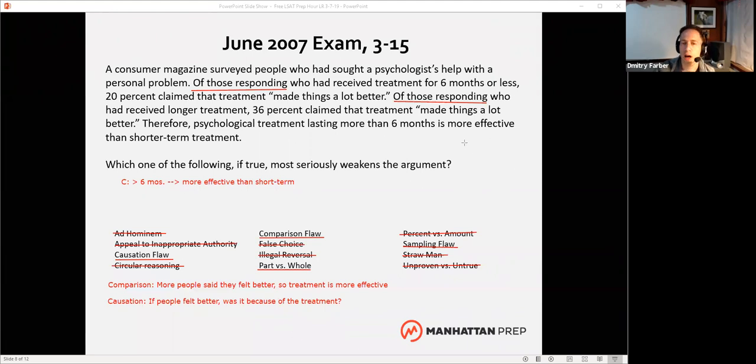A causation flaw because, hey, how do we know that it's the therapy that was effective and not something else? A comparison flaw, hey, just because they feel better, how do we know that it was more effective? And then part versus whole or sampling, kind of the same thing. How do we know that the people who responded represent the whole?